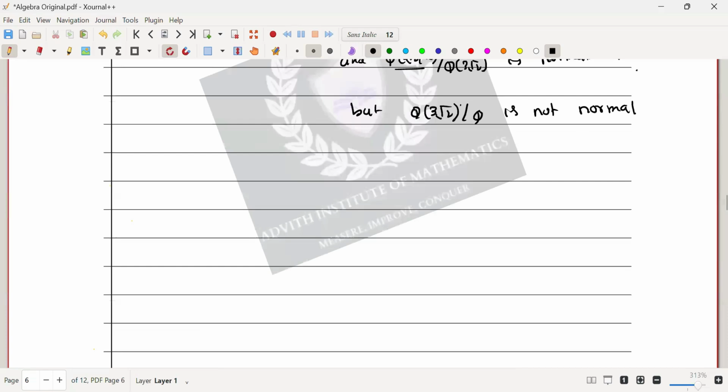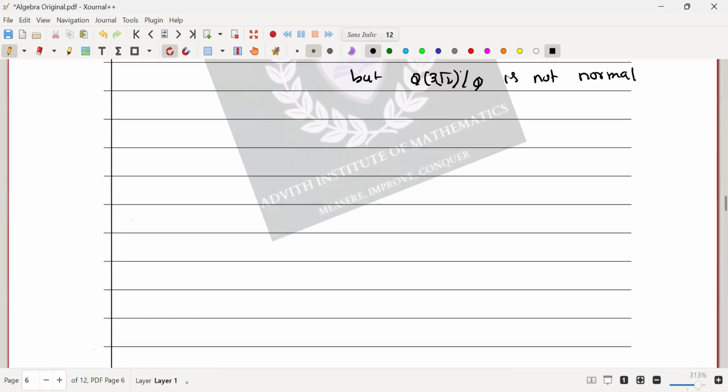Next one. Galois group. Important one. Galois group or Galois extension.